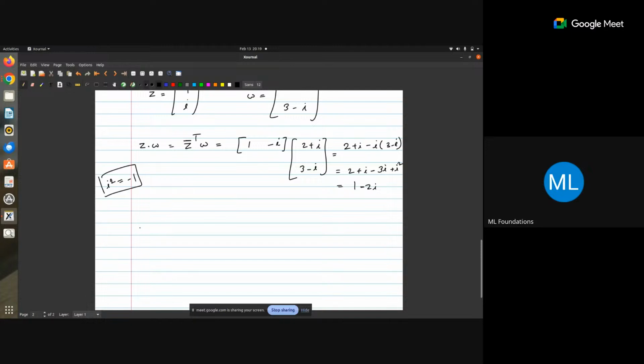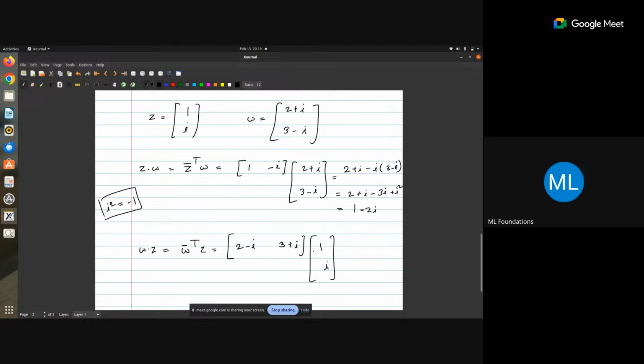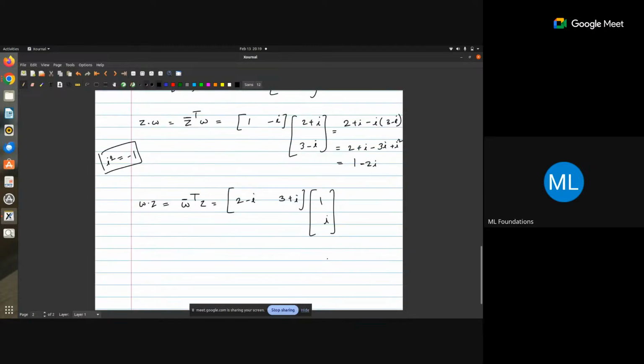Let us try to see what W dot Z is. So W dot Z will be W conjugate transpose Z, right? So what is the conjugate of W? It is (2 minus i, 3 plus i), and here it is (1, i), right? Because Z is (1, i).